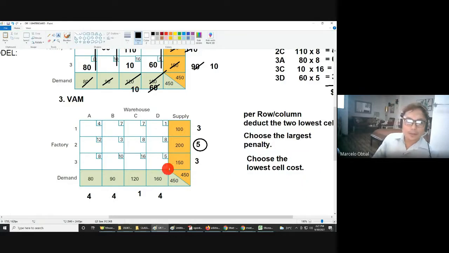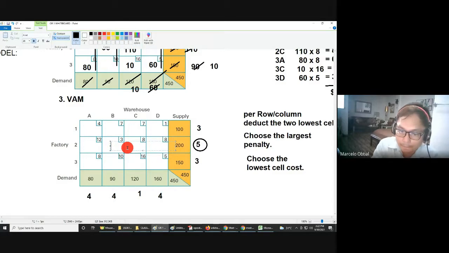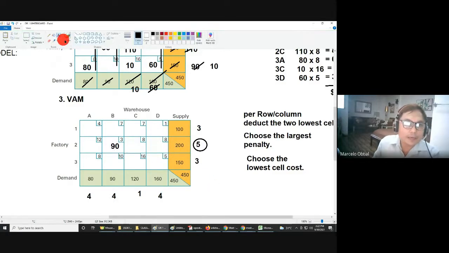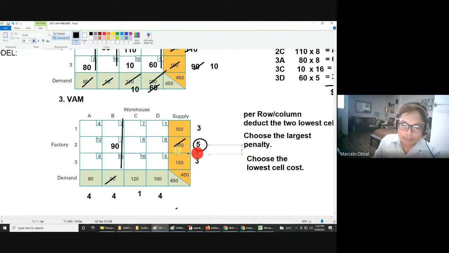Okay? So, gawin natin. So, ito, 3. So, cell 2B or B2. So, between 200 and 90, you can put only 90. Okay? You're satisfied. Okay. Warehouse B. So, 0. This will become 110. No? 110.